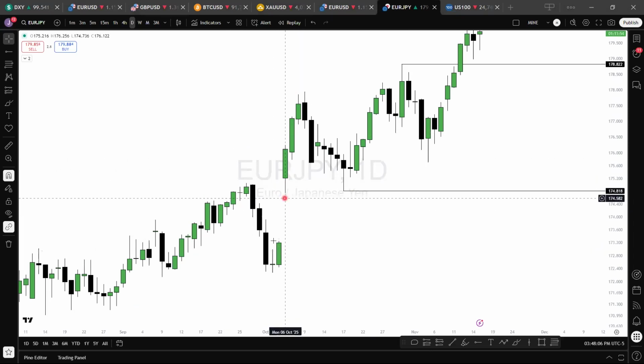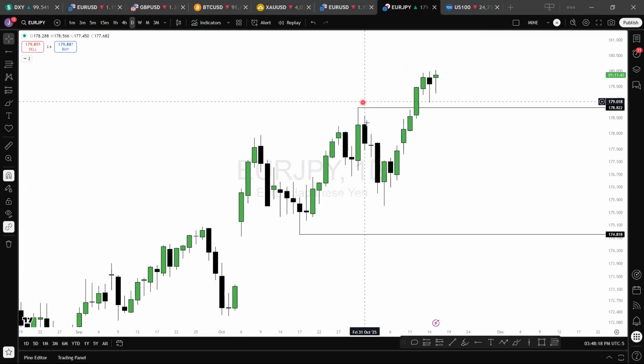The price inefficiency here. Here's a price gap. This is also an internal range liquidity. After taking the internal liquidity, price ran forward to the external liquidity, which is the buy side liquidity. And after doing that, price went forward.